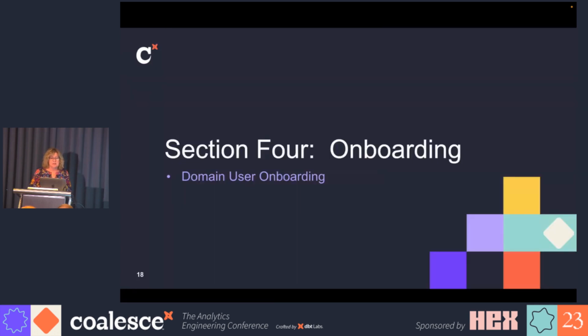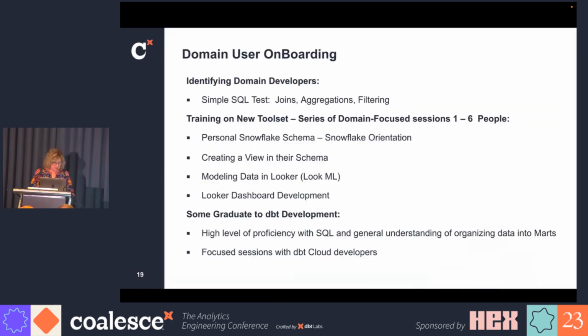Okay, and then I'm going to talk a little bit about the onboarding piece now. For domain user onboarding, one of the keys is being able to identify the domain developers. We're looking for folks that can pass a simple SQL test, someone who knows how to write a SQL statement and understands joins, aggregations, and filtering. Those are the threshold to get in. Once that happens, we start them training on Snowflake. We give them a personal schema that they can use in Snowflake in the dev environment.